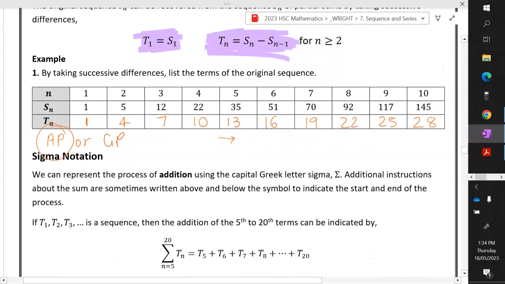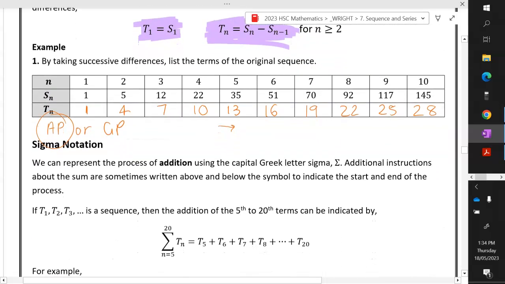Let's have a look at the next part, which talks about sigma notation. Now, you might have seen the symbol sigma before. Sigma is this symbol here. It's a Greek letter in the alphabet, and it's called sigma, as in S-I-G-M-A. And it is basically used to represent addition, or I call it the sum of. So we're summing things together. And we're going to have a look at summing things together down below here.